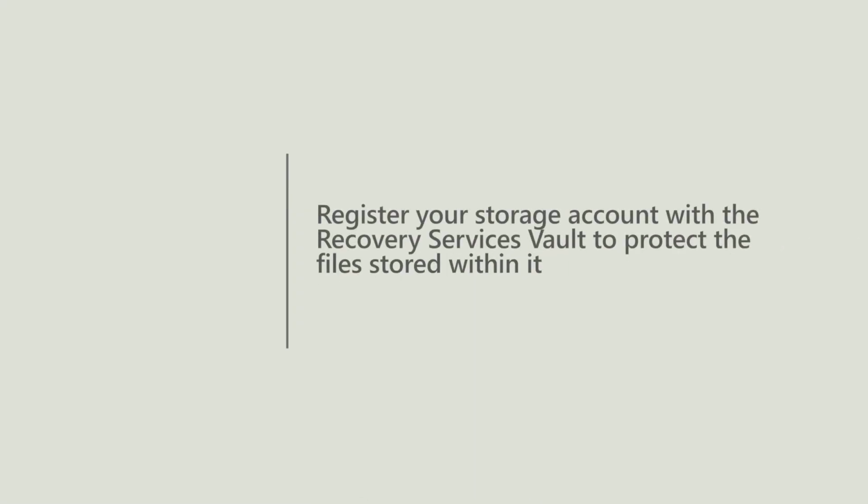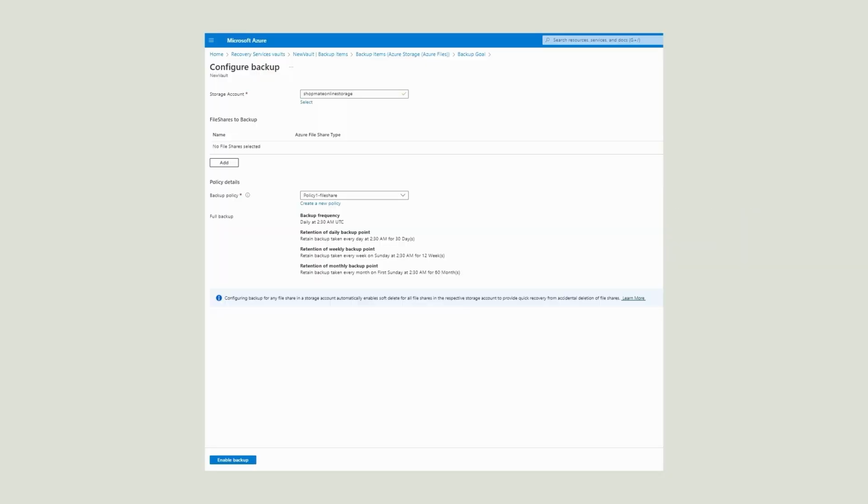To get started, you need to backup your Azure File Share to a connected storage account. The first step is to register this storage account with the Recovery Services Vault, which is essential for protecting the files stored within it. Start in the Configure Backup section and select your storage account. Next, select the storage account from the list and click OK to register it with the vault. Once the storage account is registered, you'll be able to choose individual file shares for backup.